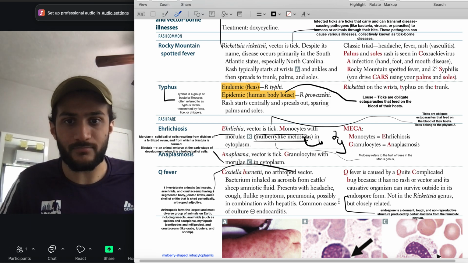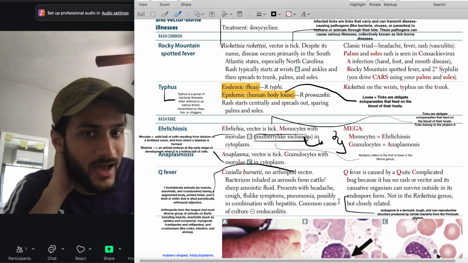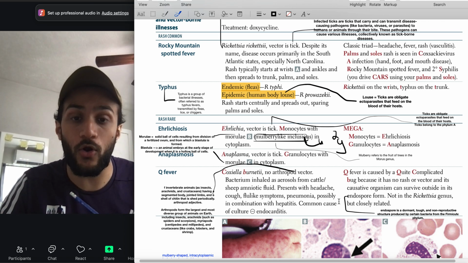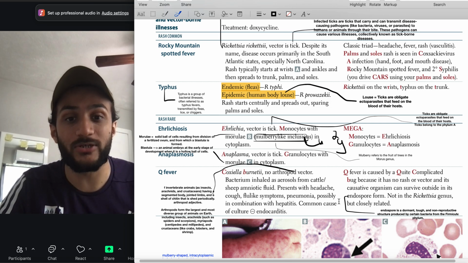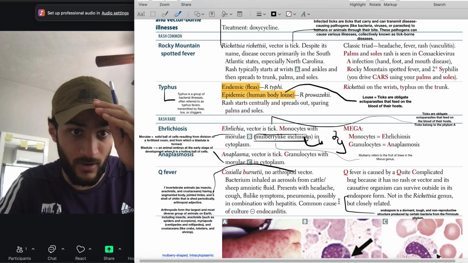And we can see bacterium inhaled as aerosols from the cattle, sheep amniotic fluid. Presents as headache, cough, flu-like symptoms, pneumonia, possibly in combination with hepatitis. Common cause for culture negative endocarditis is going to be Q fever.